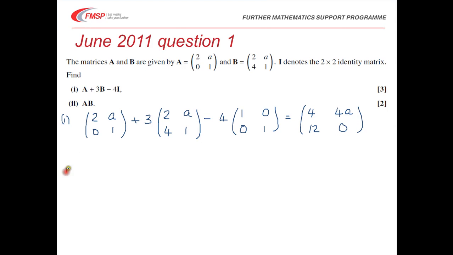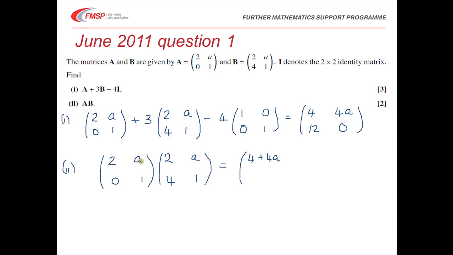And then in part 2 we're asked to find the product matrix AB, 2, a, 0, 1, and remember when we're doing this it's very important that we write them down in the order that they're given, because remember the order in which we multiply matrices is important. So we multiply 2 times 2 plus a times 4, so it's rows into columns and add. So 2 times 2 plus a times 4 is 4 plus 4a.